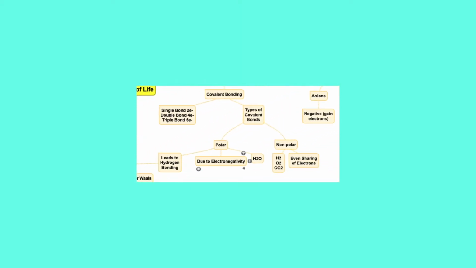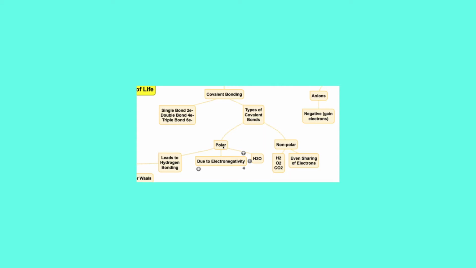Now taking a look at the covalent bonding. In covalent bonding, again, we're going to be sharing electrons, and we can have single covalent bonds, double covalent bonds, and triple covalent bonds, and they will share pairs of electrons. 1 pair of electrons for single, 2 pair of electrons for double, and 3 pair of electrons for triple bonds. Okay, so different types of covalent bonds.